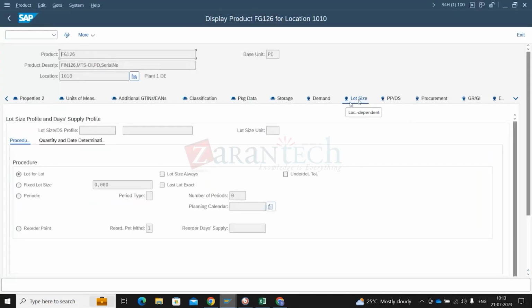Now I'm going to the lot size tab in PPDS. We will cover two more tabs and we'll be done with the product master side of it. Coming specially to lot size because of these settings. Under lot size, there are settings like lot for lot, fixed lot, periodic lot, reorder point, and so on. We are doing production planning, and these are important in production planning. Why?